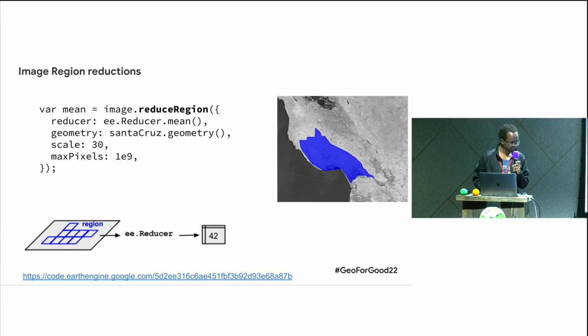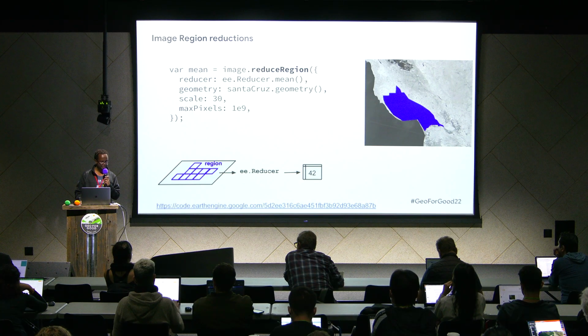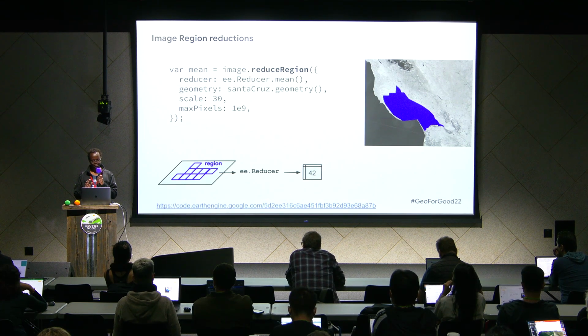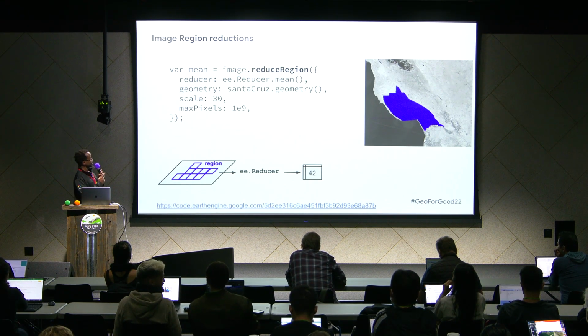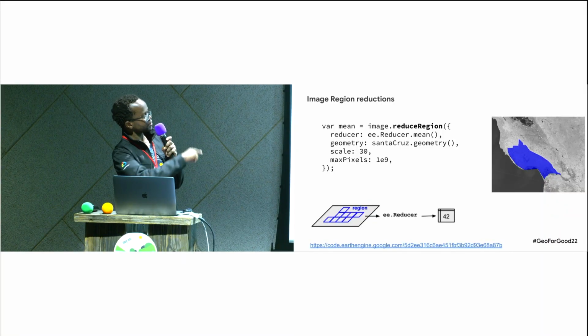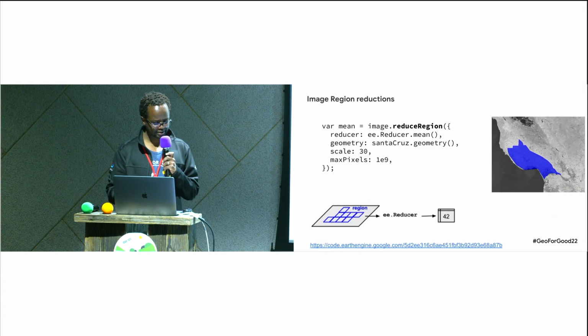Now, we can do image region reductions as well. And this is to get statistics of pixel values in a region of an EE image. So we do that using the image.reduceRegion function. So there are some interesting inputs here. This is the code snippet to use. The first thing is the reducer. Here we're using the mean reducer.